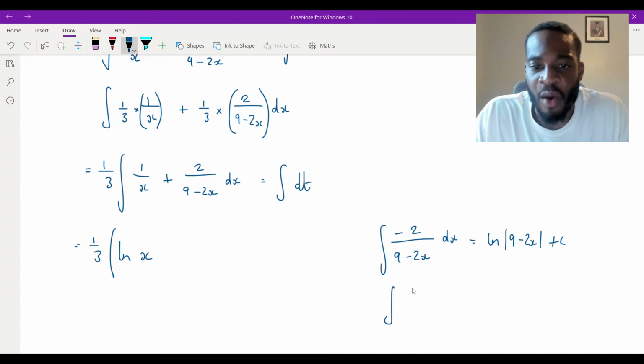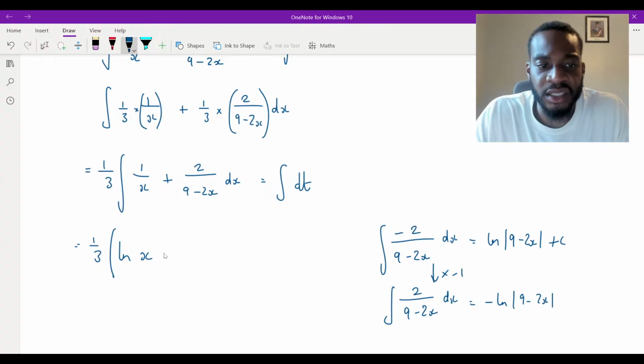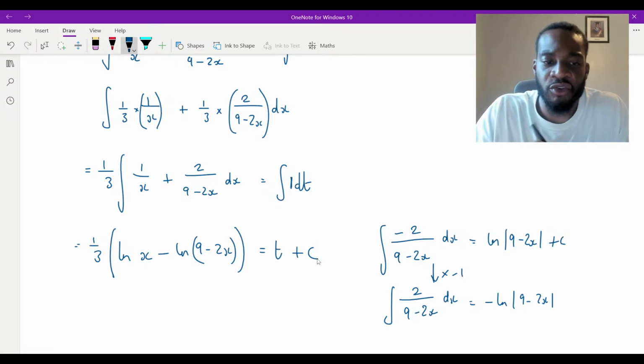However, we don't have that. We just have a 2. So it's essentially the reverse chain rule. What's happened? Well, it's just times by minus 1. So the answer is just going to be minus the ln of that. So I can put a minus there. So I put minus ln and then 9 minus 2x. I'll put a bracket like this here, and then put a big bracket like that. And then this is going to equal, now the integral of dt, remember this is a 1 dt, that's just going to be t plus our constant of integration.